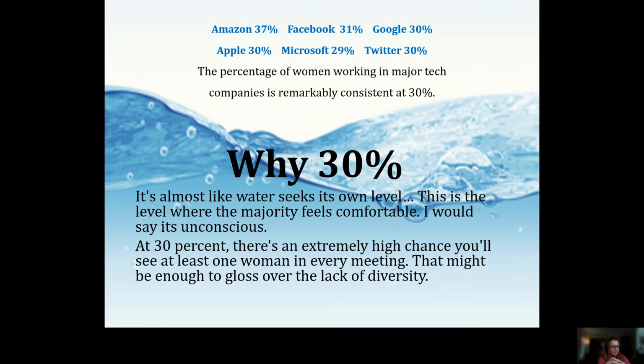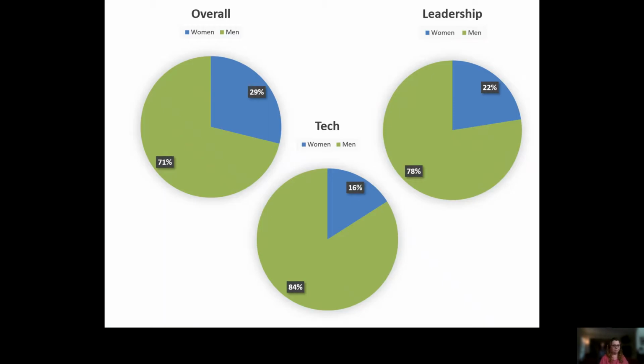Well, the theory is that it's like water seeking its own level, right? So 30% of a company is enough to put a woman in every meeting. And it tricks your brain into thinking that you're diverse. We must be a diverse company, right? We have Karen. She was just in a meeting. Well, this isn't reality. One woman in a meeting isn't diverse.